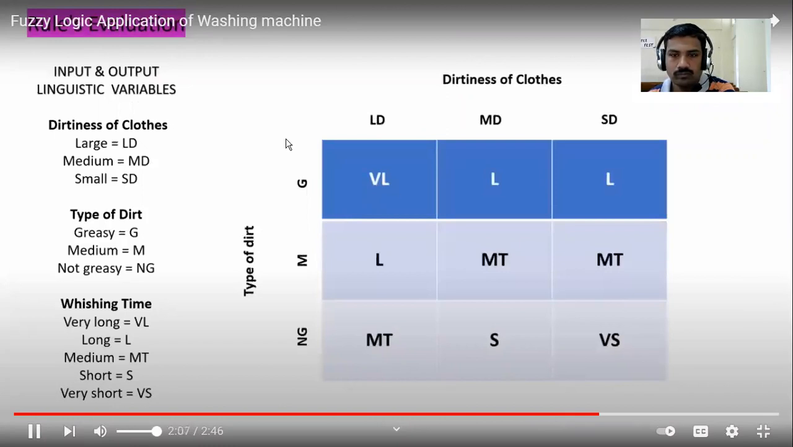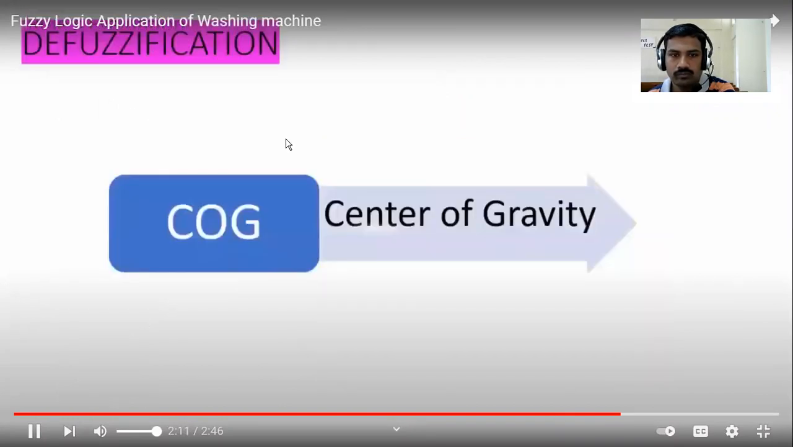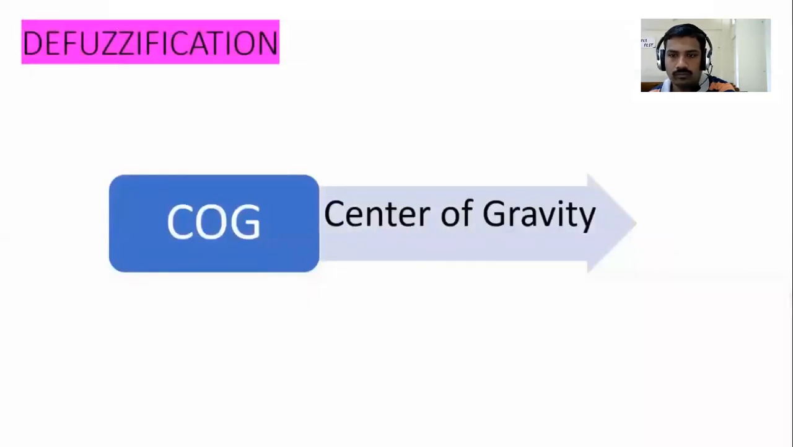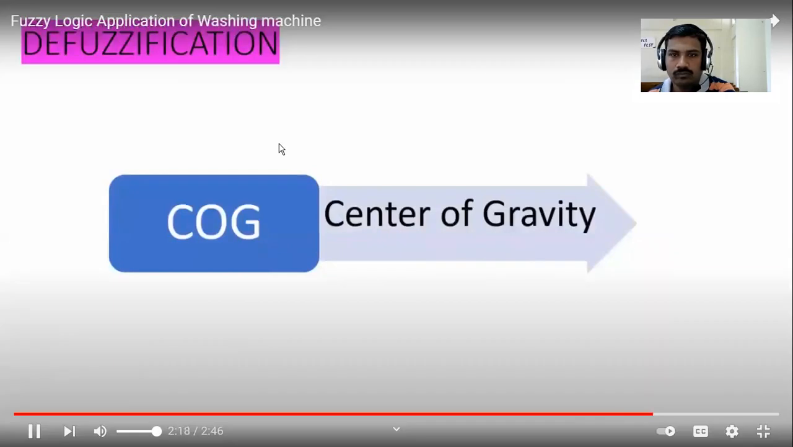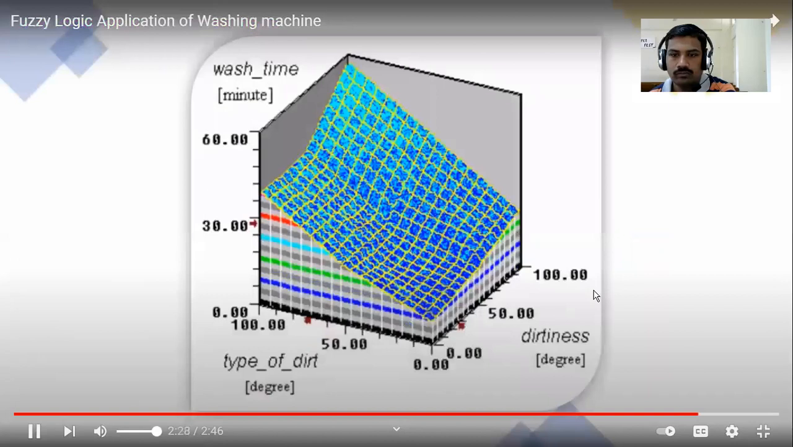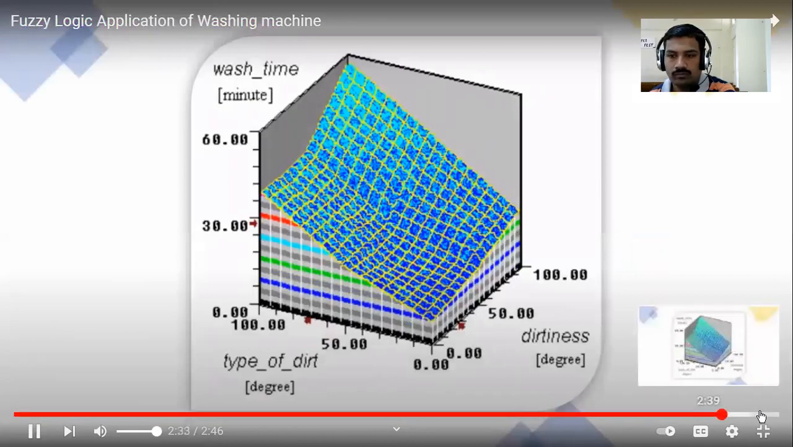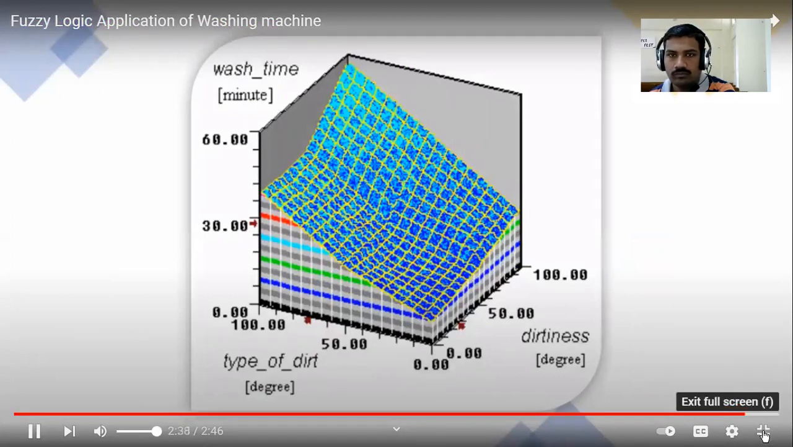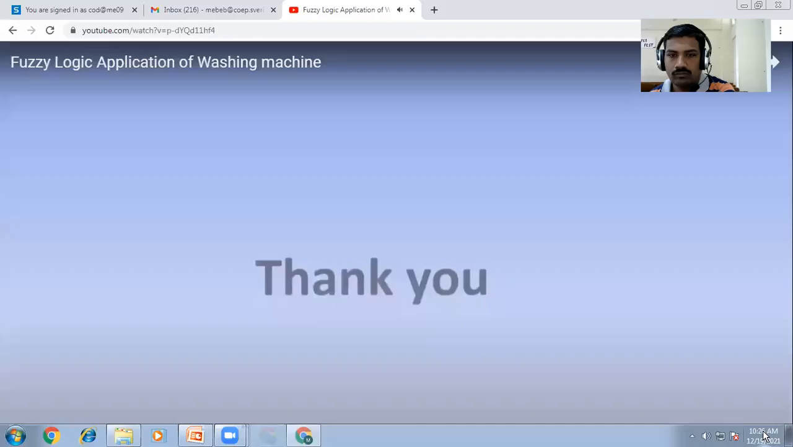Next, for the defuzzification, the system might use the center of gravity to determine the exact, suitable time to wash the clothes, depending on the dirtiness of clothes and the type of dirt. As we can see here, by using the center of gravity, we can determine the exact time for each, either 60 minutes, 30 minutes, or 20 minutes. And thank you for watching.